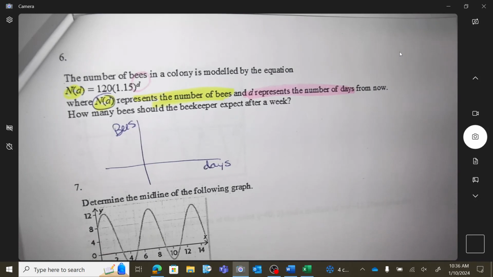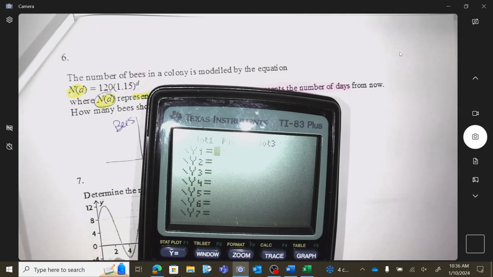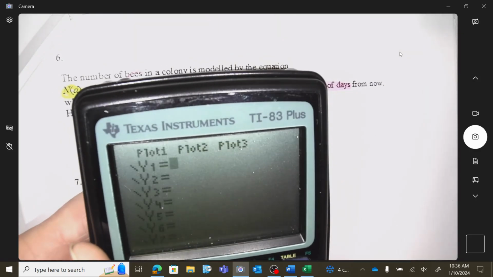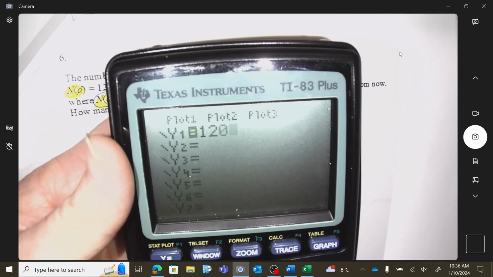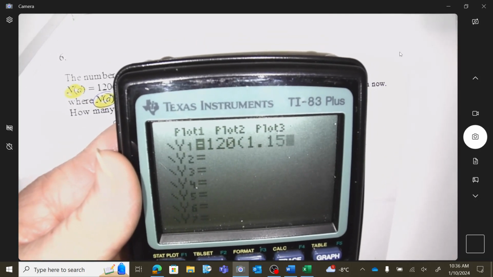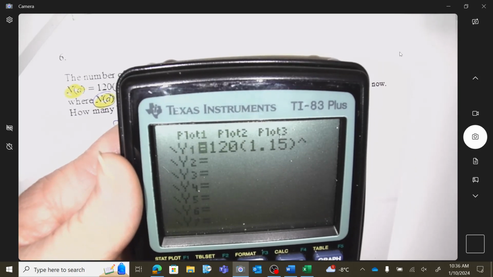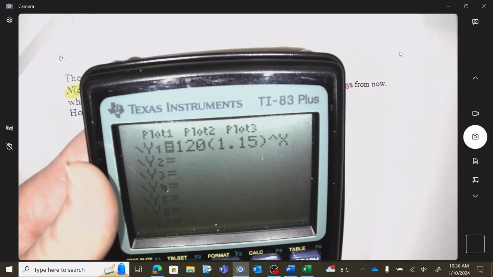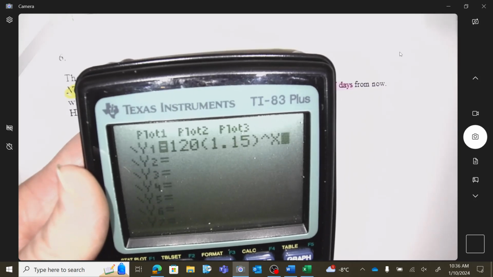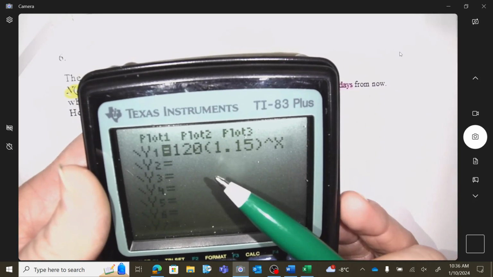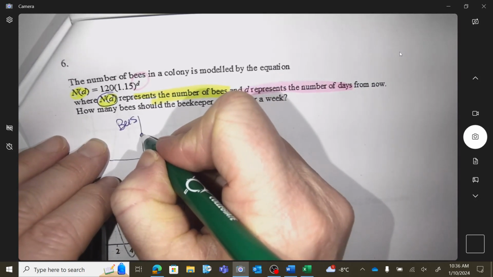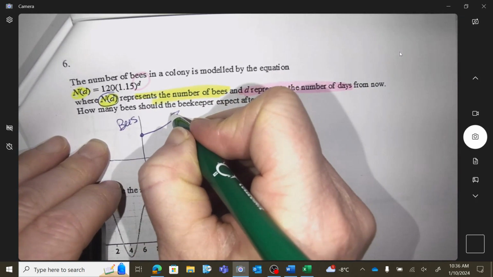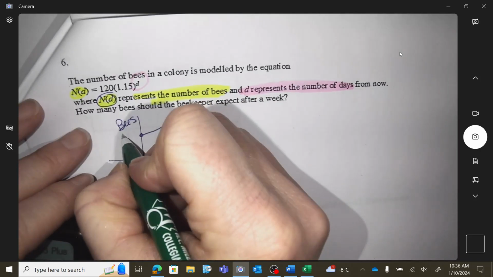Okay, let's go y equals. Make sure when you're doing any equation, you don't have plots activated, right? You just want y equals 120, 1.15 to the x. This is growing, because 1.15, that's growing. And this is my y-intercept, 120. I already can see 120, and then my bees are growing, right?